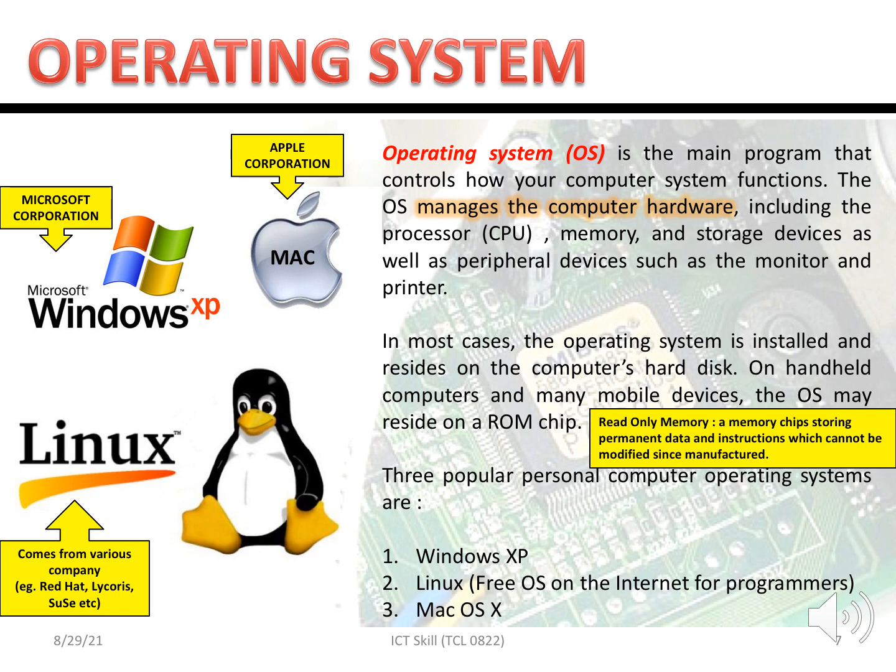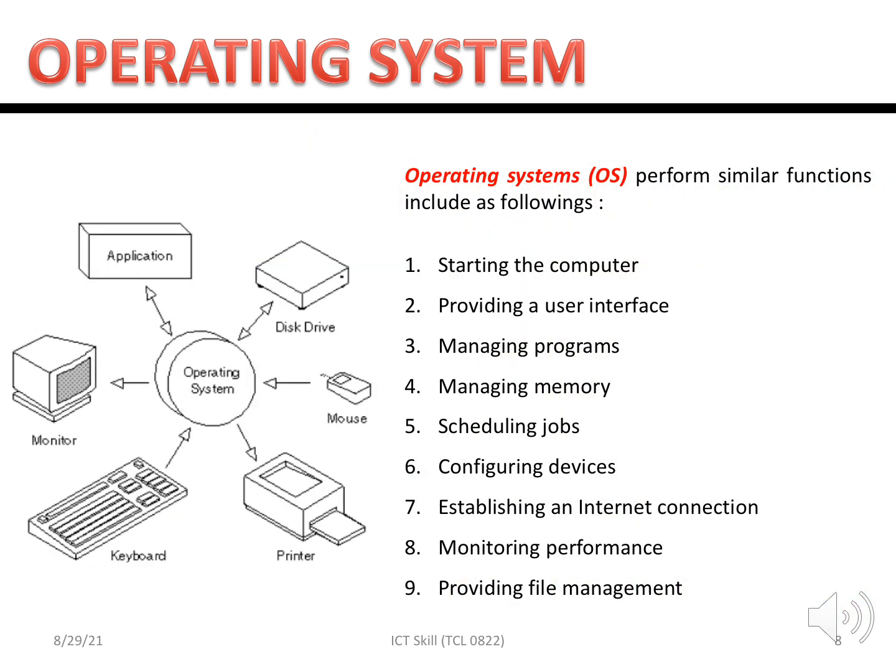Now I will explain the functions of the operating system. The main function of the operating system is to control all the applications and all the hardware and the software. If you look here, in the center is the operating system, which controls all these devices or hardware and also the applications.